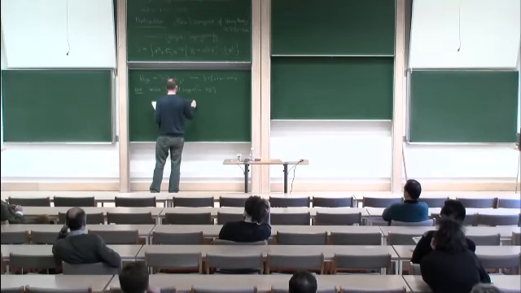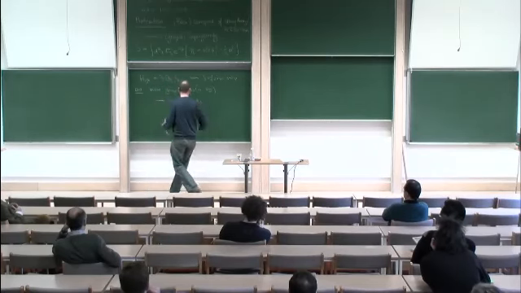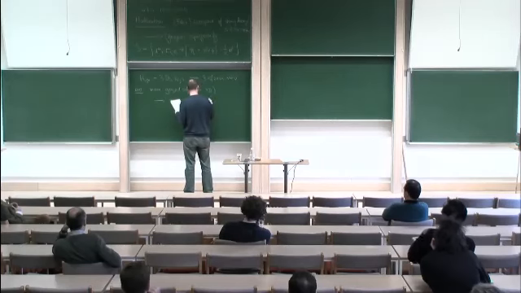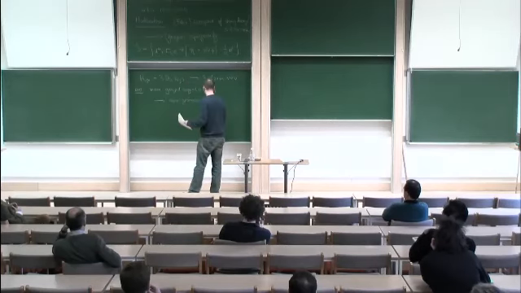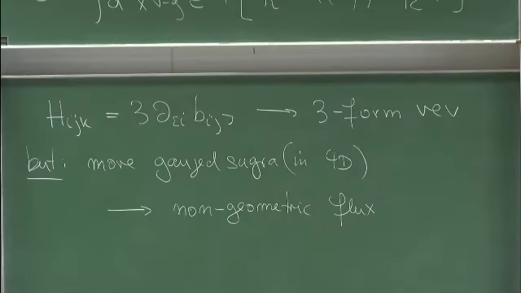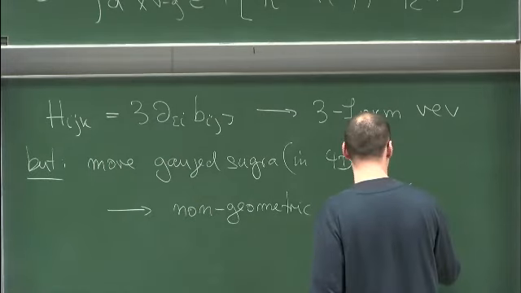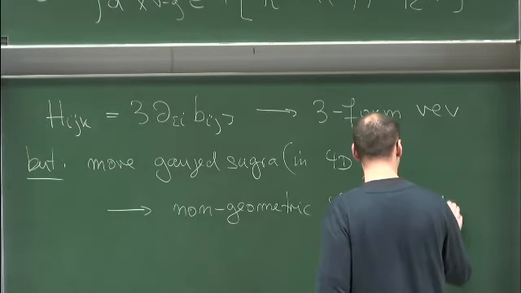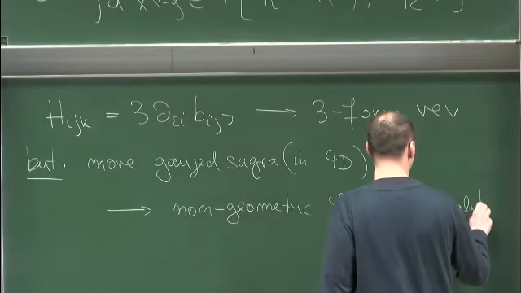So here we give a flux to the 3-form, for instance. But the idea is that you should also consider something that is called non-geometric fluxes. That goes beyond these standard 3-form fluxes. And these non-geometric fluxes are supposed to be related via T-duality to the standard ones.